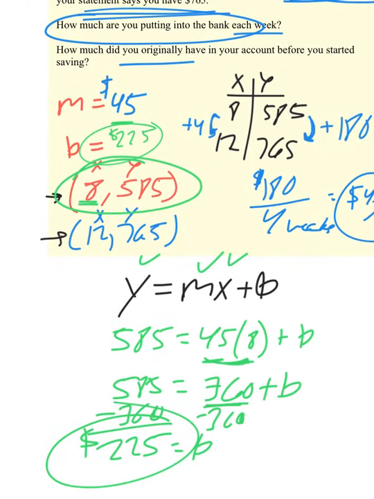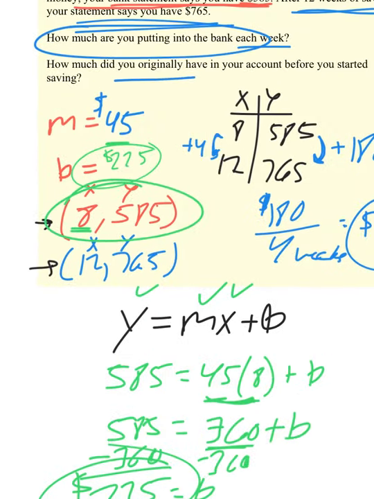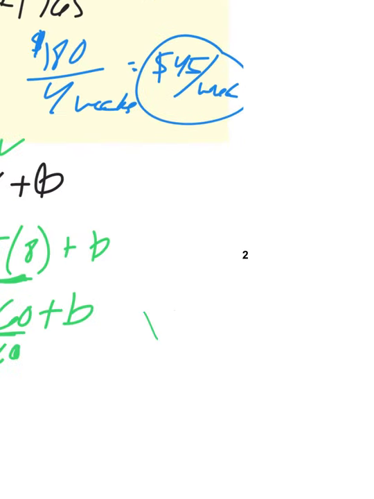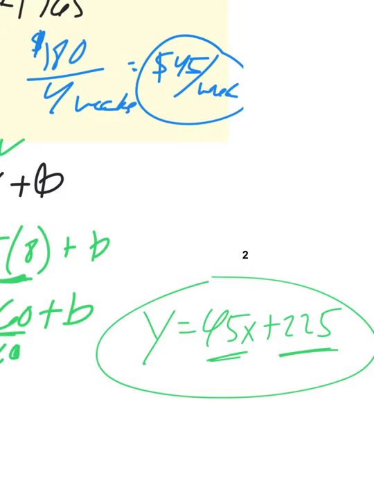If they wanted some equation in the end, this problem just pretty much asked us to answer these questions. But if they wanted an equation that would model how much we would have after so many weeks in the future too, we would just make that equation. y equals 45x plus 225. How much we started with, how much we're putting in, based on what they told us.